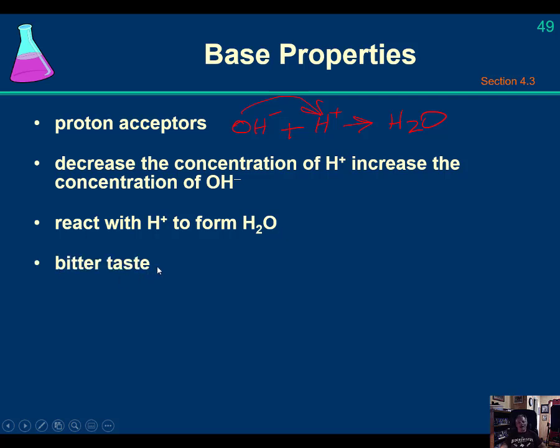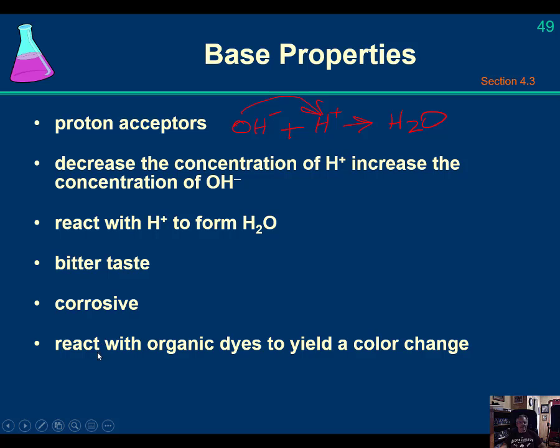Now again, I would not recommend using taste as your detection method for bases. In times past, before things like litmus paper and easy detection methods, chemists did use taste as a test for acids or bases. Now, not so much. They are corrosive, or they can be corrosive. You can dissolve some metals in bases. They react with organic dyes to yield a color change.